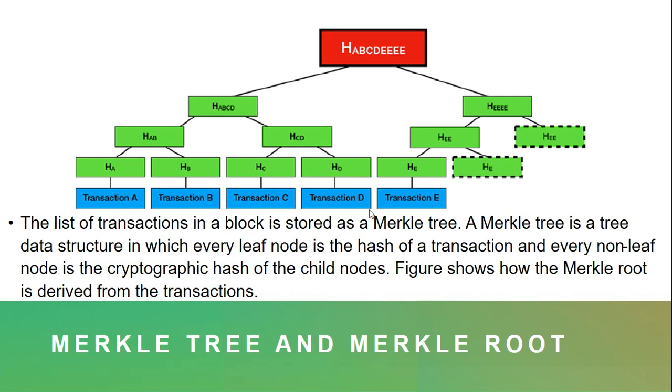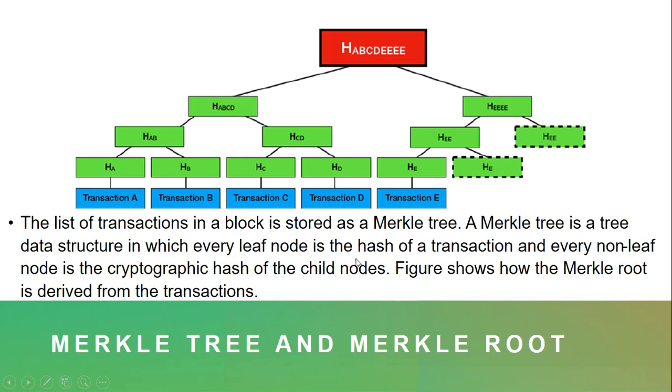So here in this figure which you are able to see, it contains the list of transactions: transaction A, transaction B, transaction C, D and E. There are a total of 5 transactions that are stored as a Merkle tree. A Merkle tree is a tree data structure in which every leaf node is a hash of a transaction. See, this one is a hash of a transaction. This is what we call a leaf node, okay? And these are called non-leaf nodes, and they contain a cryptographic hash of the children. So these are the children, and the non-leaf nodes contain the cryptographic hash of the children nodes.